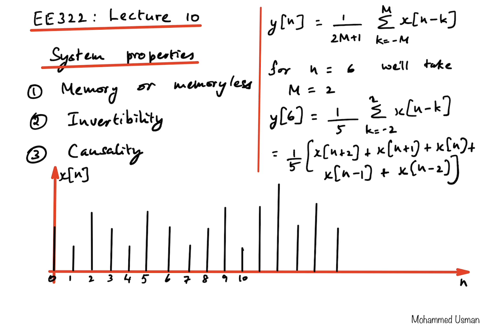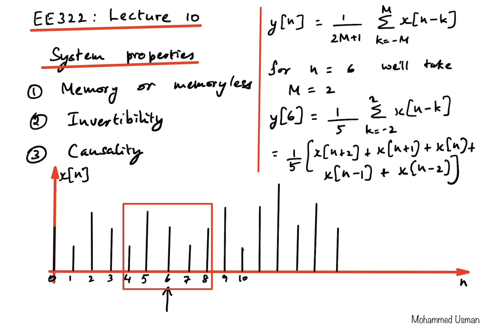So this is our point of interest. We want to find what will be the value of y when n is equal to 6. So x of 6 plus 2 is x of 8, x of 6 plus 1 is x of 7, x of n is x of 6, x of n minus 1 is x of 5, and x of n minus 2 is x of 4. So it's going to take these 5 values, which I'm going to put in a box here. To find y of n when n is equal to 6, it is going to take the values for 7 and 8 as well as 5 and 4.